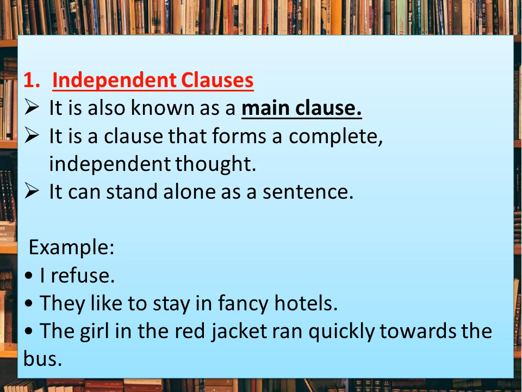First, we have the independent clause. It is also known as a main clause. It is a clause that forms a complete independent thought. So it is a type of clause which can already stand alone as a sentence. We can consider an independent clause a sentence already because it contains a subject and a predicate. So here are some examples.